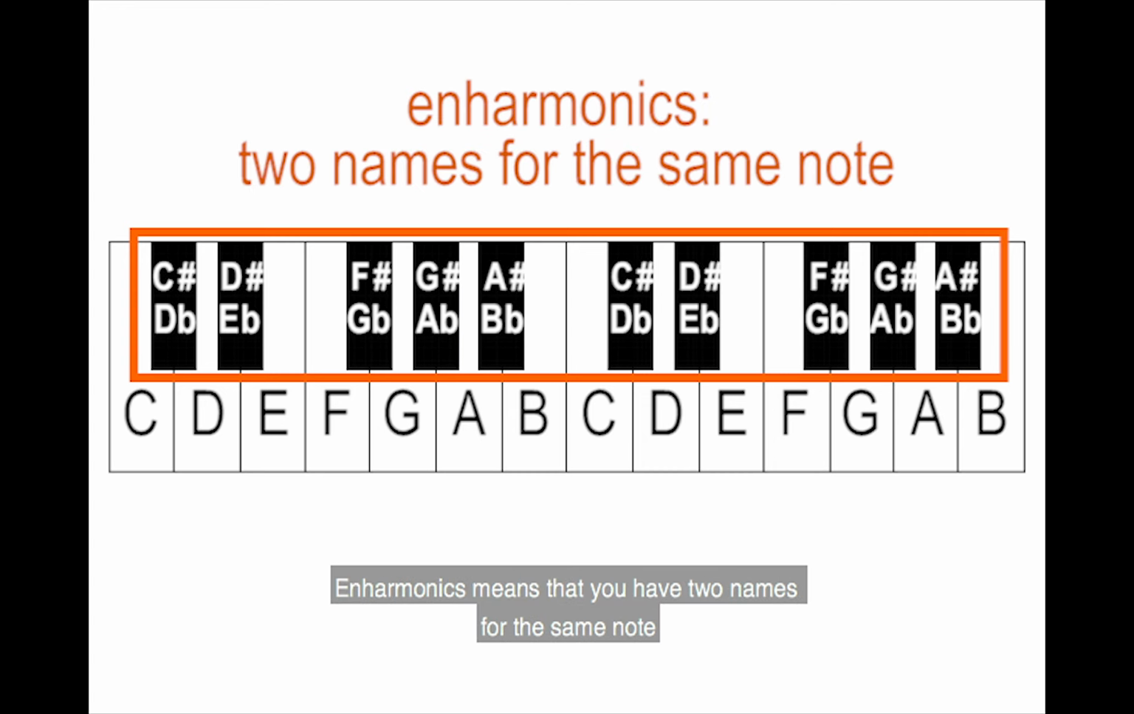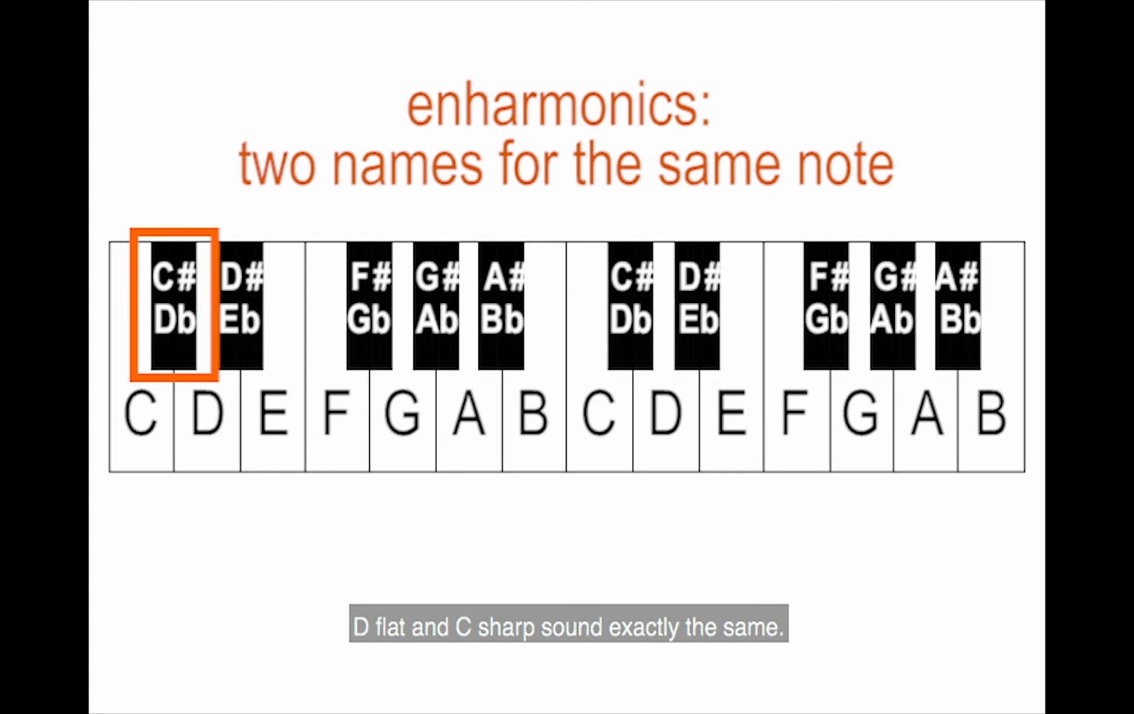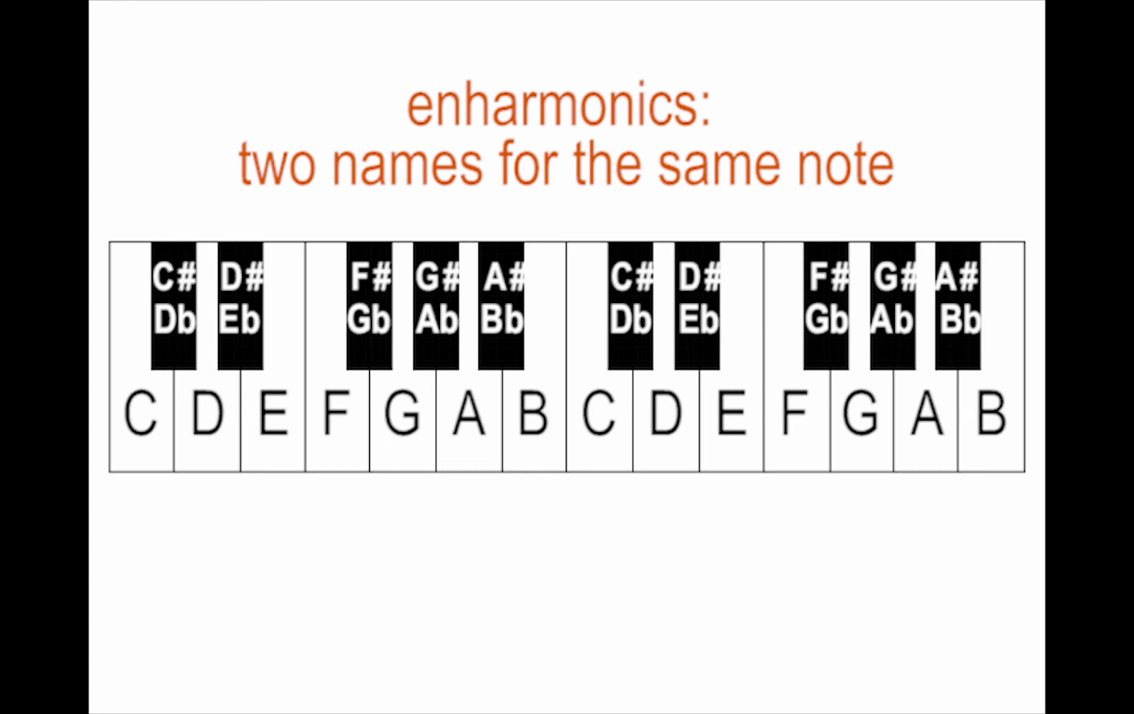Enharmonics means that you have two names for the same note. D flat and C sharp sound exactly the same. Here's C sharp. Here's D flat. It's the same sound, but two different names.